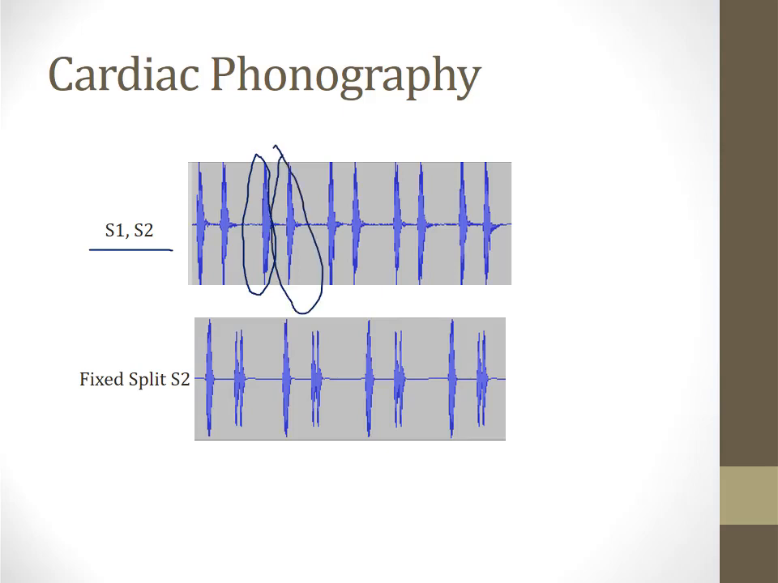At the bottom is a phonogram of a patient with a fixed split S2, and you can see that the second heart sound shown right here clearly has these two components indicated by the two lines. So cardiac phonography, when it was used decades ago, made it much easier to discern the changes in the heart sounds that are much harder to do in the modern era using only your stethoscope.